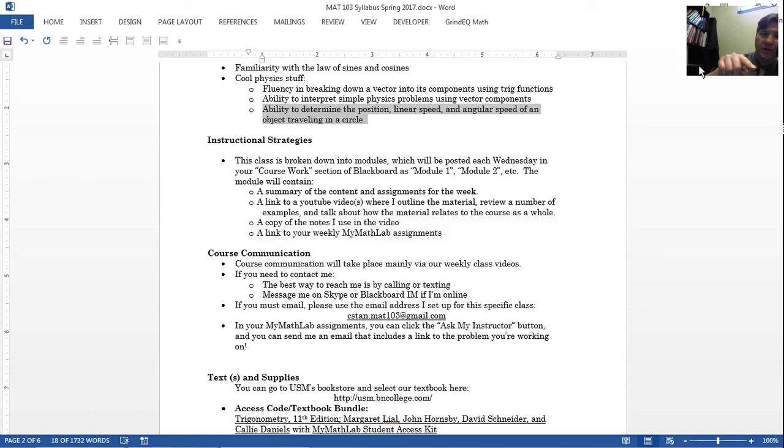So these are for triangles that maybe don't have a 90-degree angle anywhere. They also work for 90-degree angles, but they'll work for any other triangle too. So cool stuff. And then my favorite part, we're going to do some stuff with physics. Physics shouldn't be scary for you.